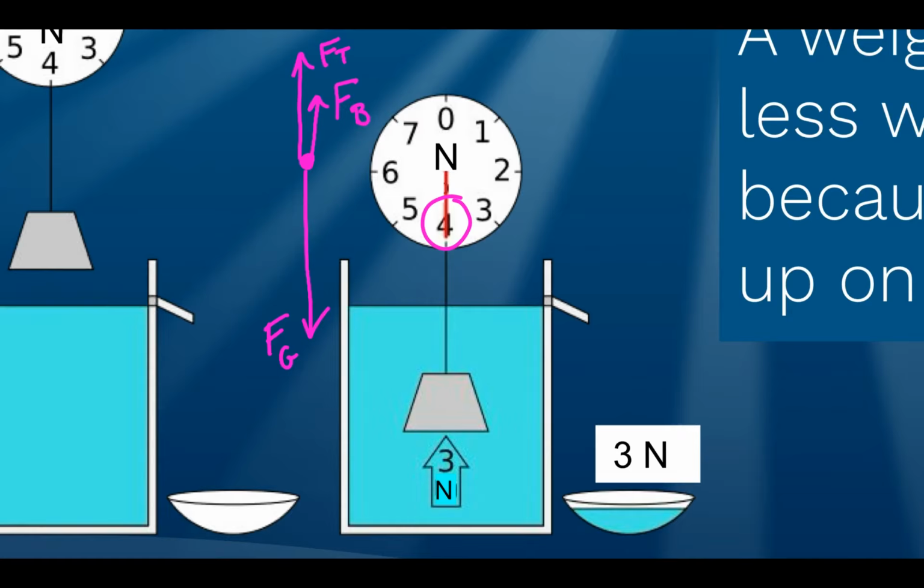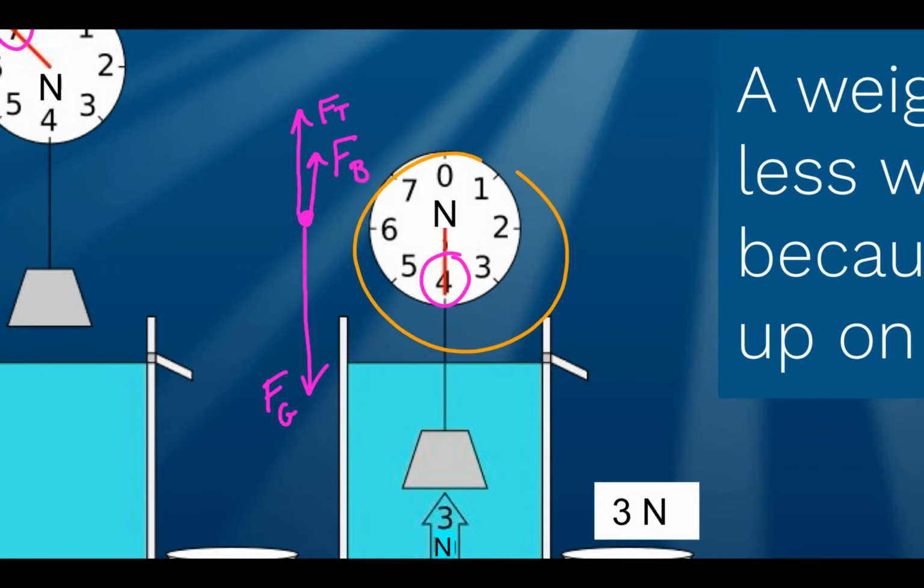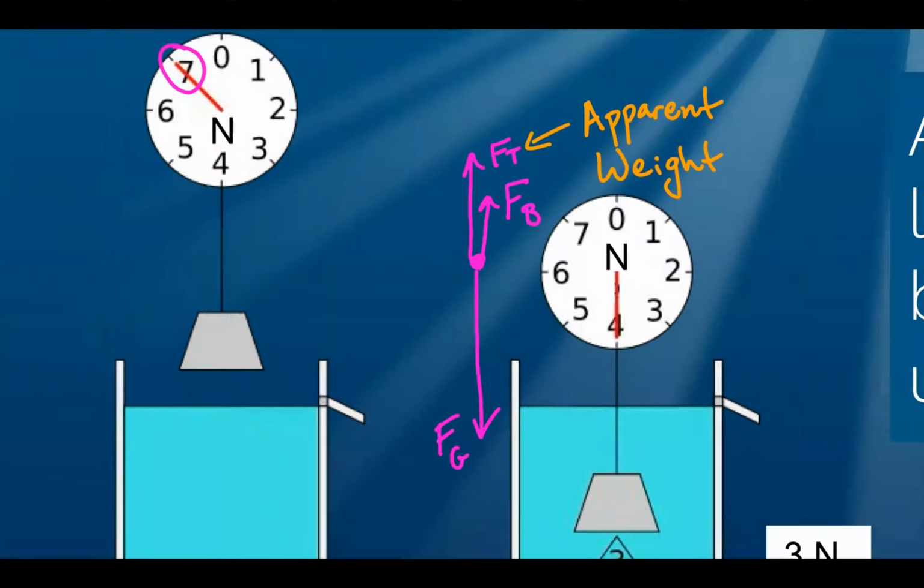Now, when this is in the water, the other thing that you need to know is what this is called. When it is in the water, this tension is called the apparent weight. And if this block was sitting on the bottom of the beaker and there was a normal force pushing up on it, then that would be the apparent weight. And when it is out of the water, the 7 newtons is also the apparent weight.